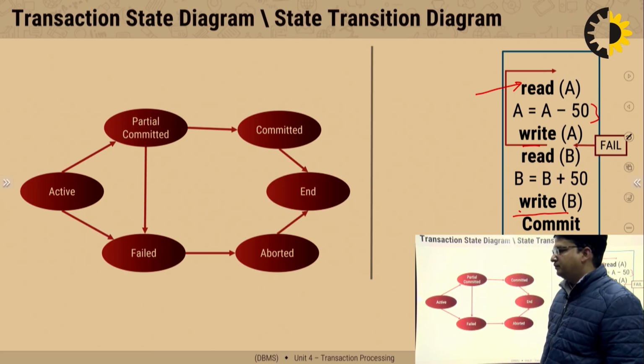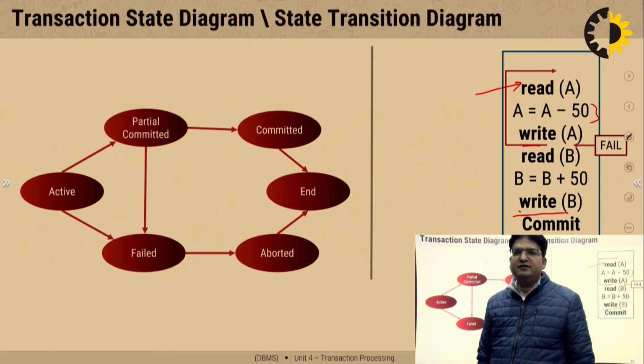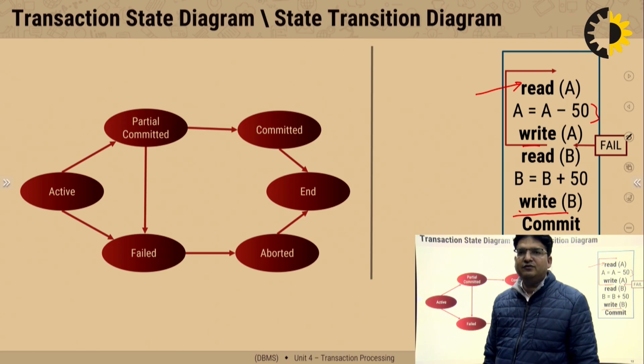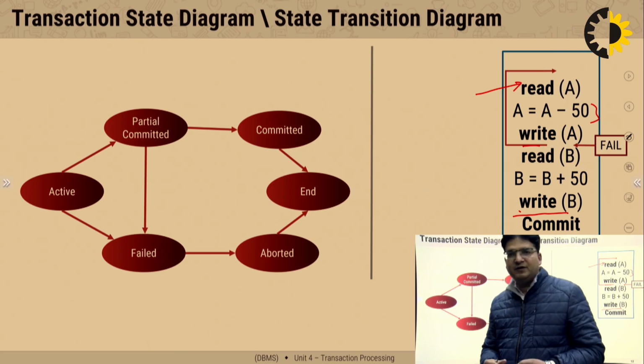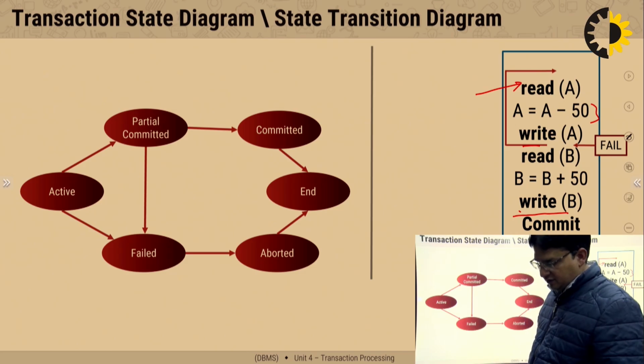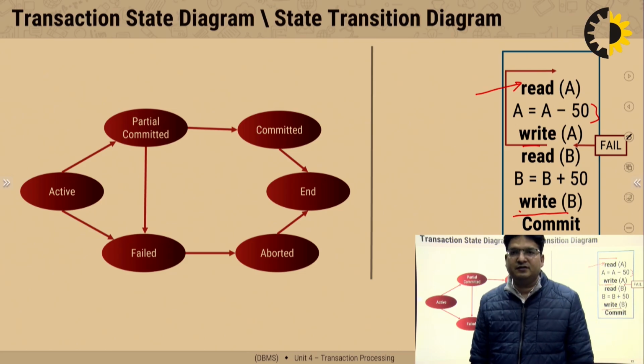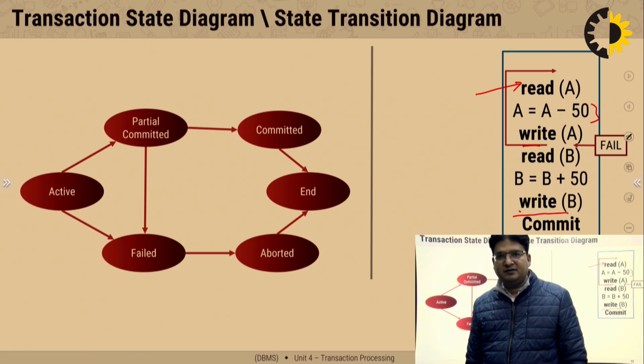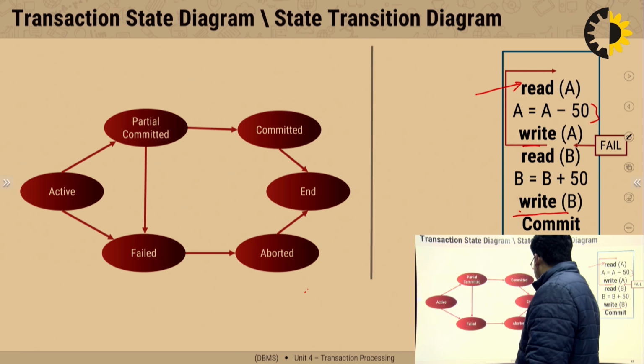So we can say that at the end, the transaction can end in only two ways: either in the committed state or in the aborted state. These are the two possibilities in which the transaction can end its life, either successfully or unsuccessfully, that is the aborted state.